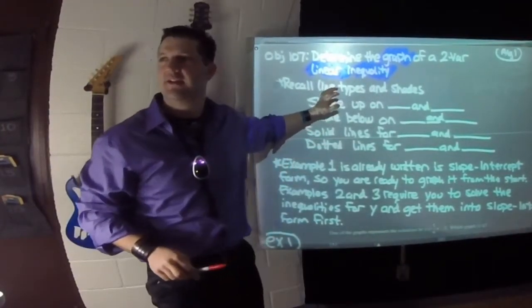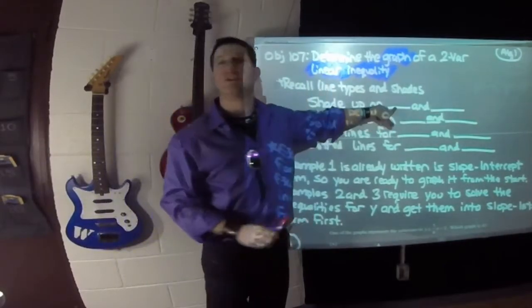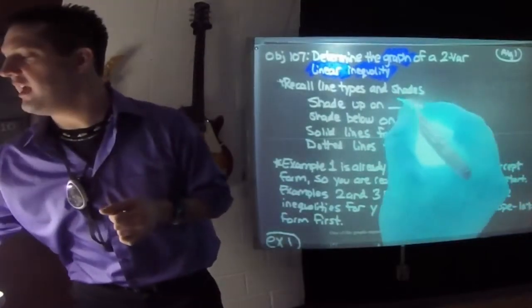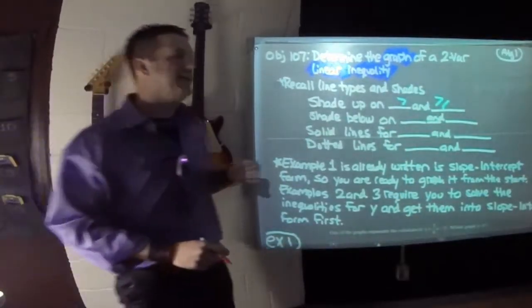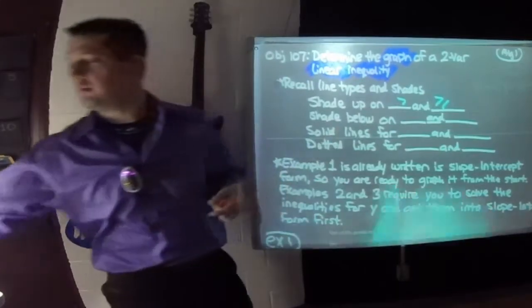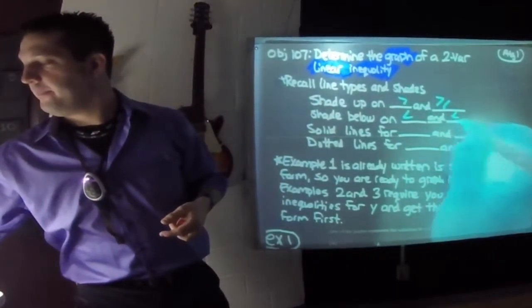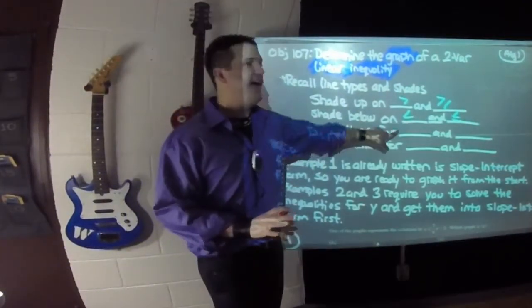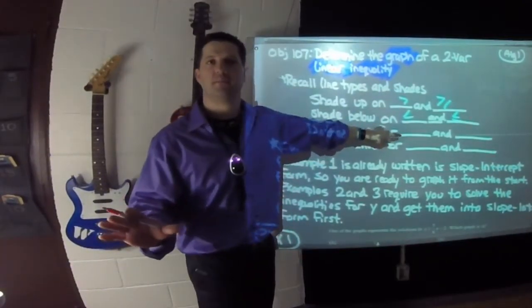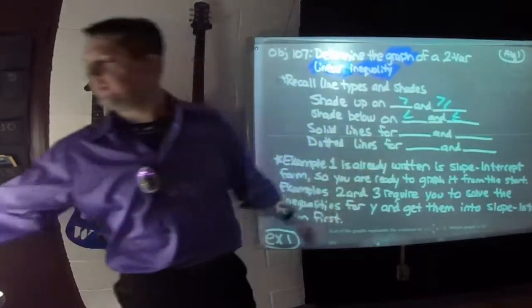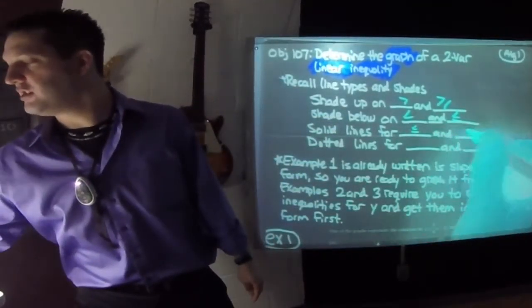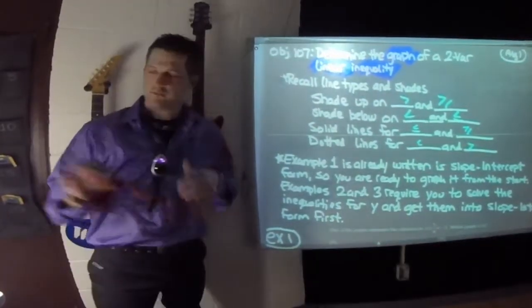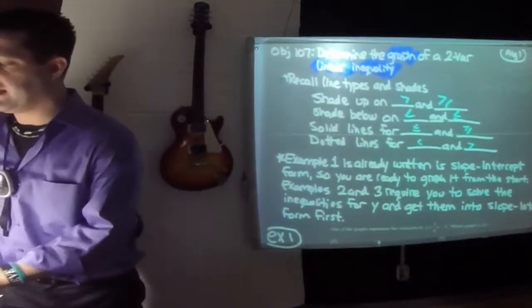Maybe Rachel can at least get us started. What do we shade up on when it comes to inequalities? Greater than. So greater thans get shade up, which means the less thans get shade down. Solid lines have what underneath them? The equal to. So solid lines when we have the equal to, and dotted lines when we don't.